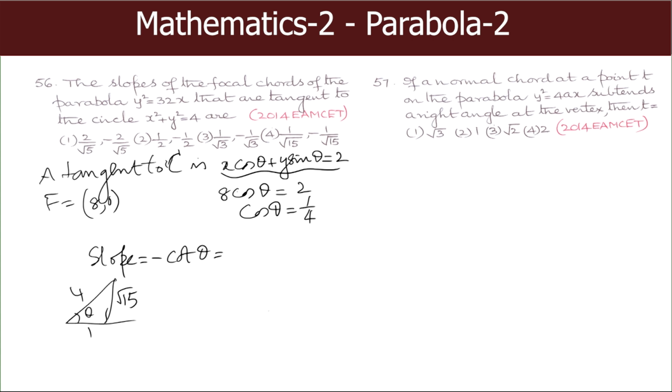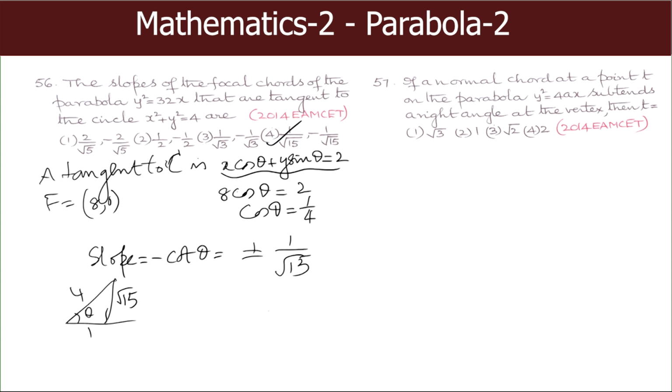So, therefore, what is cot theta? It can be 1 by root 15 or minus 1 by root 15 depending on the quadrant in which theta lies. So, plus or minus. There will be two lines, not one line, with slopes 1 by root 15 and minus 1 by root 15, both of which are tangent to the circle x square plus y square equal to 4, both of which pass through the focus of the parabola. So, that is fourth option.